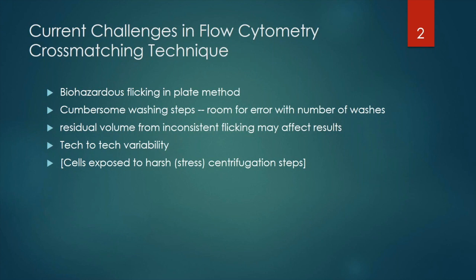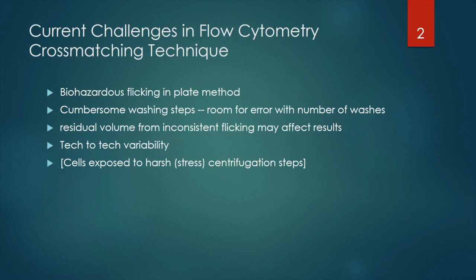Residual volume from inconsistent flicking may affect your results too. A residual volume can dilute your serum and also your antibody cocktail. Somebody may be pouring it off and holding it for some time, whereas somebody else would just pour off. So there will be a difference of anywhere from 10 to 30 microliters in a FACS tube. Similarly, in a plate also, you would see that kind of difference.